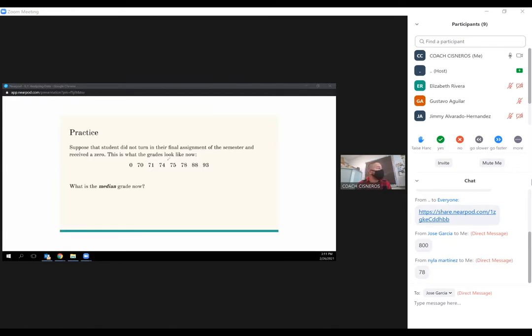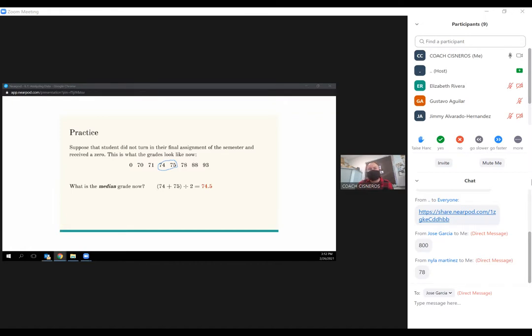Is there a middle number anymore? No, there's 2 middle numbers now. These 2 are now in the middle. So how do I figure out which is the median? Find the average of the 2 that are in the middle. You probably don't need a calculator for that. If you add both of those up and divide by 2, you get 74.5. Okay, that's an easy one.